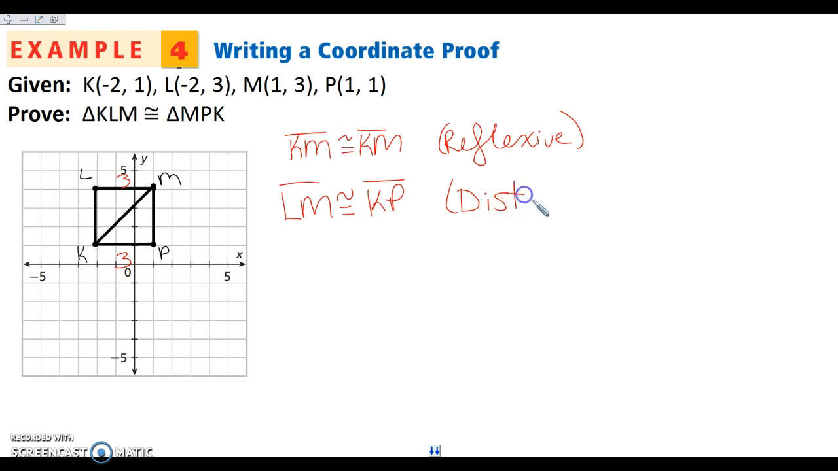Now this isn't a great example because the distances are always horizontal and vertical. So this is also 3 and this is also 3. So I know that LK is congruent to MP. But if we were on any kind of an angle, we would need to use distance formula. So if you have questions about that, go ahead and write that down.